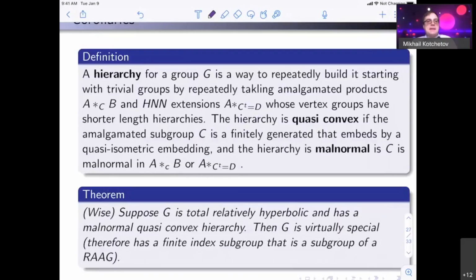I have a question. How about the word problem in these groups? Is it solvable or not? It's finitely presented, yes, lambda groups. Yes, because it's toral relatively hyperbolic, so the word problem is solvable there.